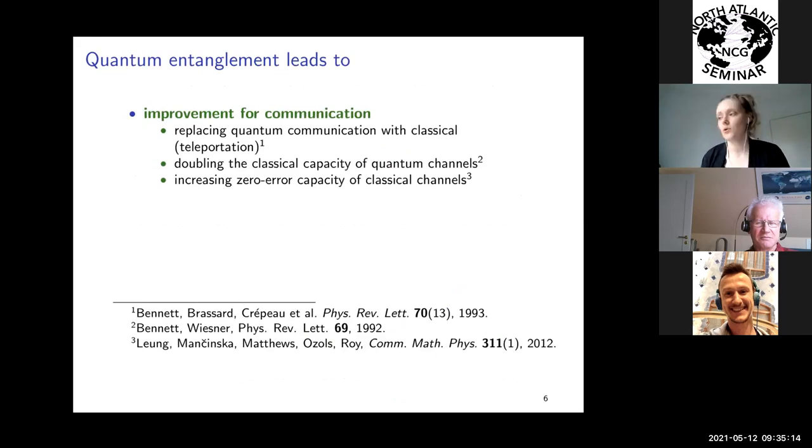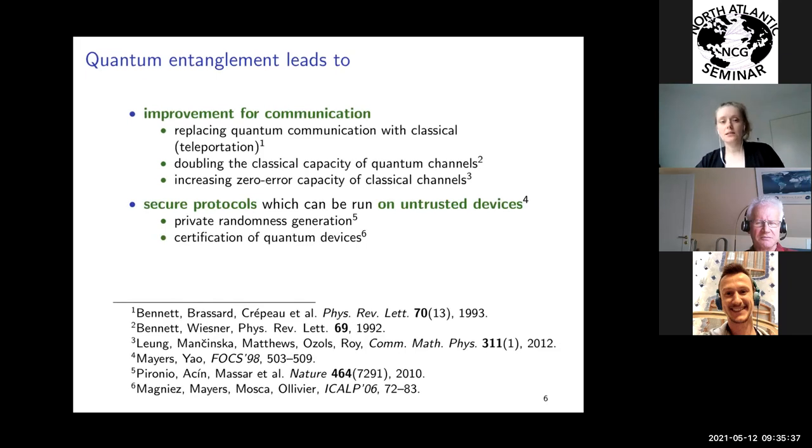The first one is communication. You might either use existing communication channels more efficiently, or entanglement might allow you to trade a cheaper communication resource for a more expensive one. Classical communication plus entanglement actually gives you quantum communication. This is called the quantum teleportation protocol. The second big area of application is cryptography.